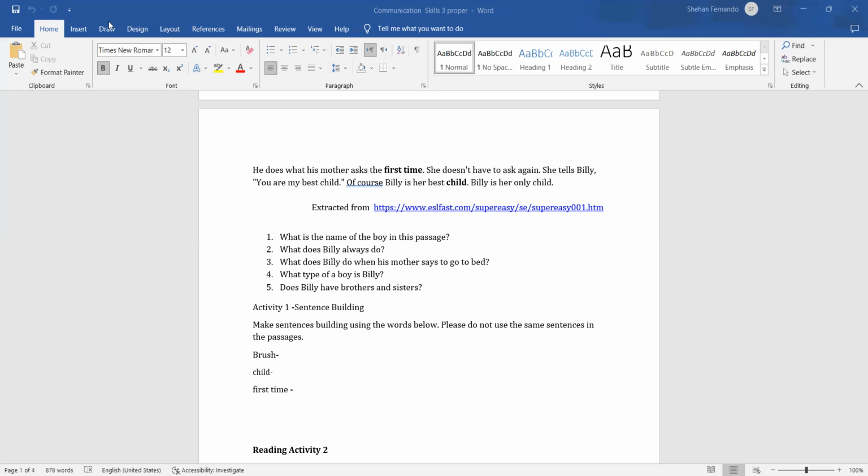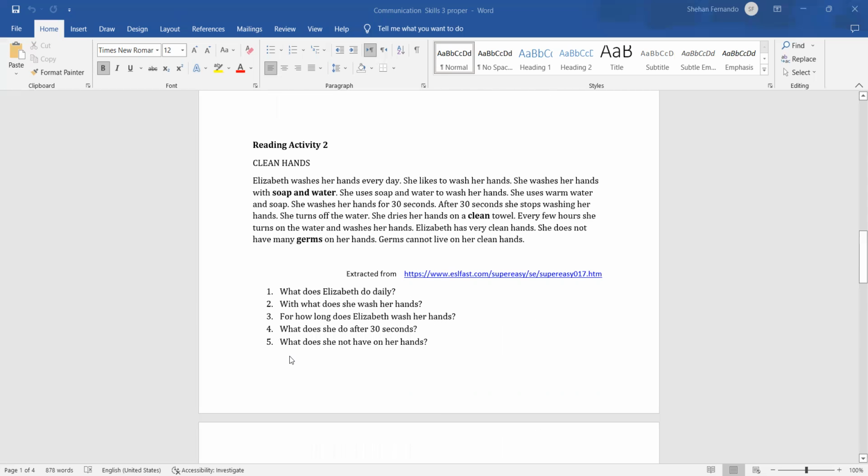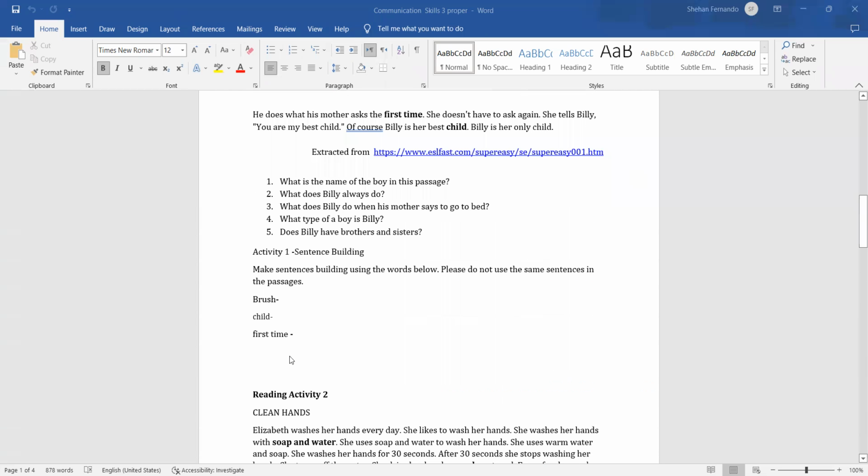I was wondering how you finished so quickly. Please quickly do it. This is the most important part. Make sentences. I have put this in every passage. Make sentences. Quickly do it. Brush, child, first time. Make a sentence. Make a grammatically correct sentence that you like. It's okay if it's wrong.